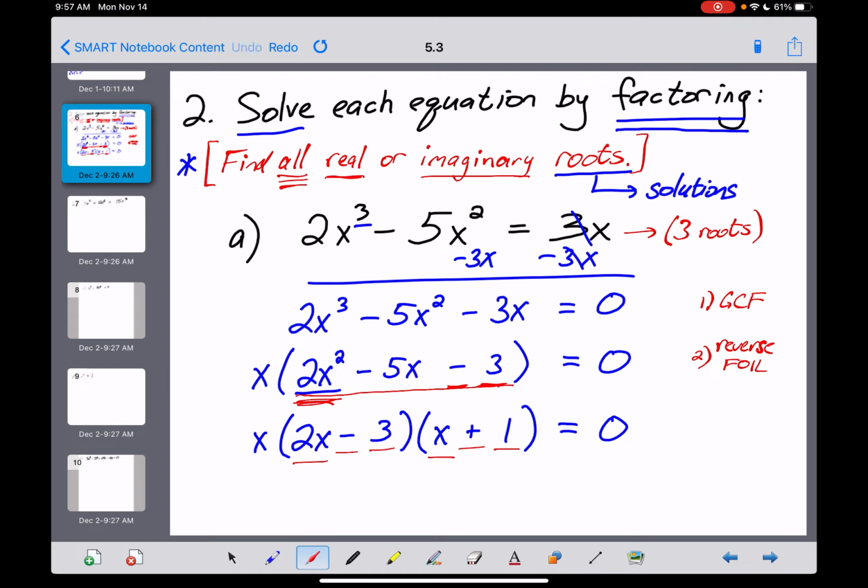But the real test, let me get rid of that junk here, is when you do outer and inner, trying to see if they equal this negative 5x. So my outer product there is a plus 2x. My inner product is a minus 3x. Those combine to a negative x, not what I needed right here.